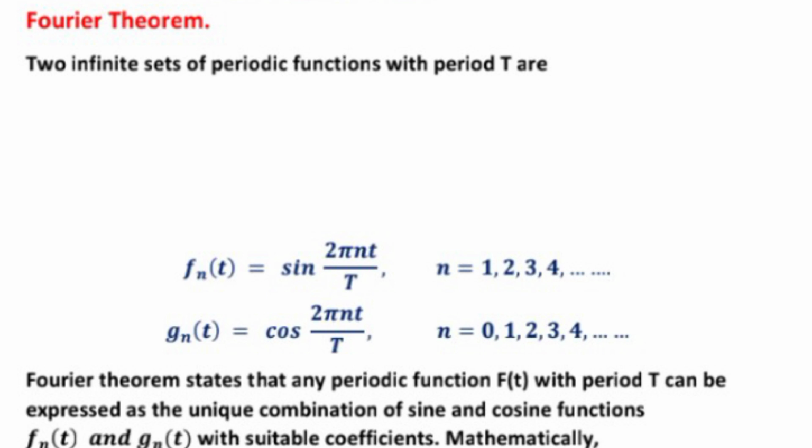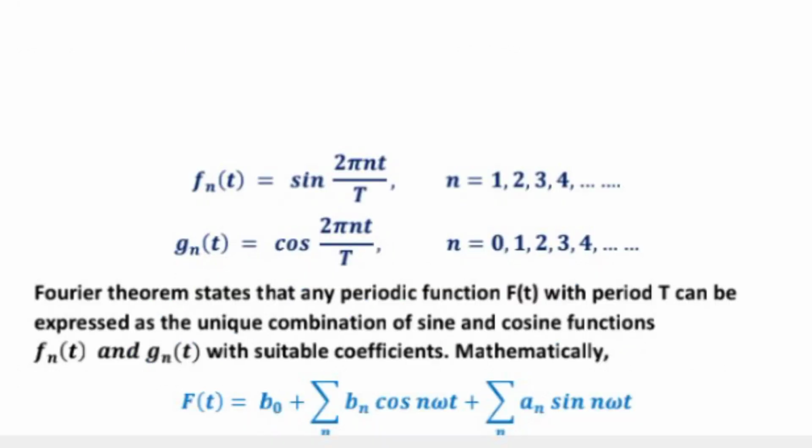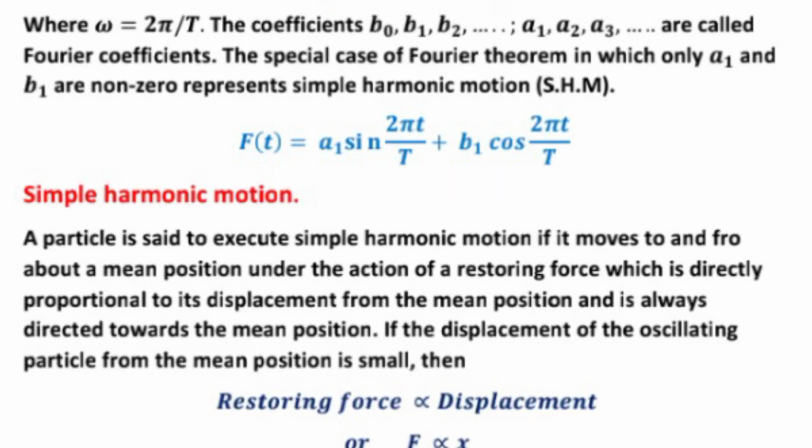Fourier theorem states that any periodic function f(t) with period T can be expressed as the unique combination of sine and cosine functions, and it will be written as f(t) equal to b0 plus sigma n b_n cos(nωt) plus sigma n a_n sin(nωt), where ω equal to 2π/T. The coefficients b0, b1, b2, b3, and so on, and a1, a2, a3, and so on, are called the Fourier coefficients.